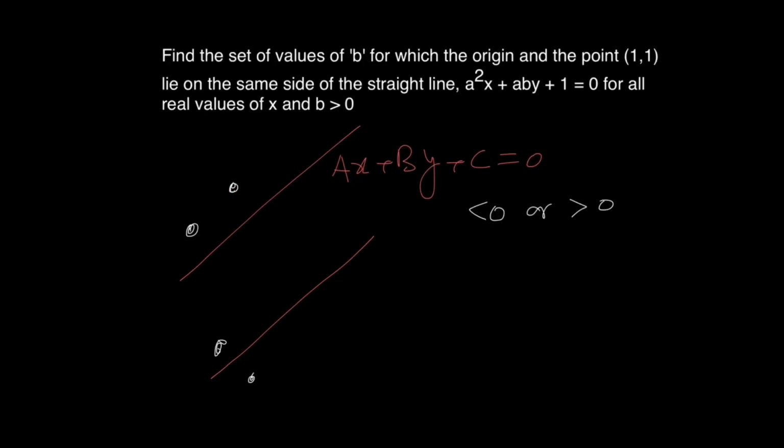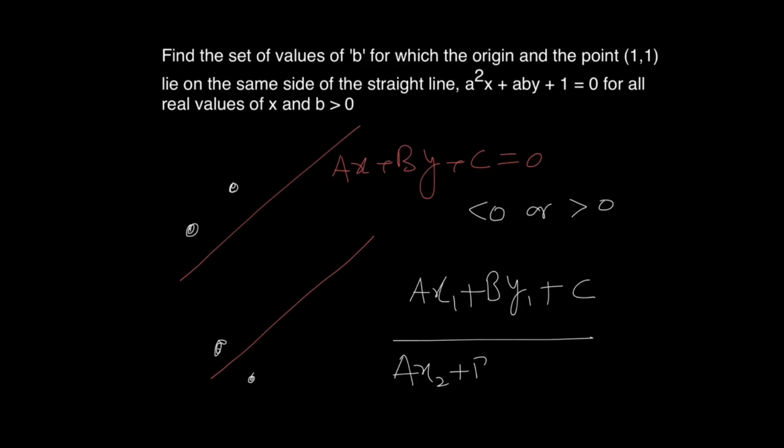So what do we gather from here? If the points are on the opposite side of a line, then ax1 + by1 + c and ax2 + by2 + c will have opposite signs, that is, this ratio will be less than 0. And if they are on the same side of the line, this value will be greater than 0. In our question, the 2 points lie on the same side of the line.